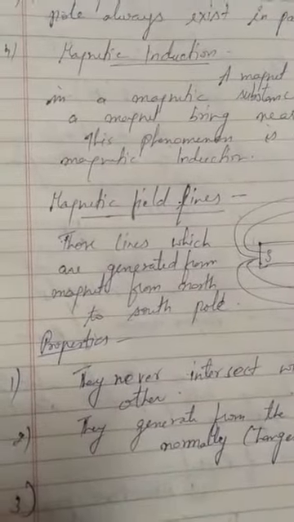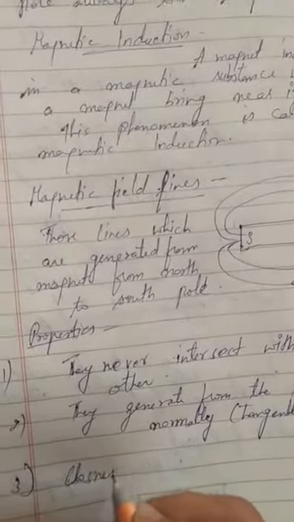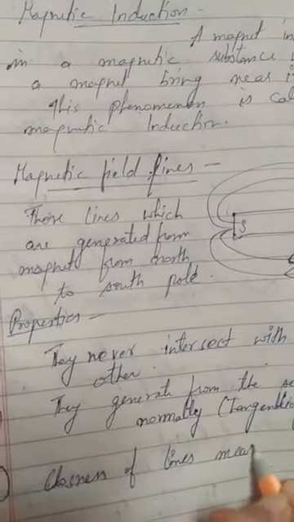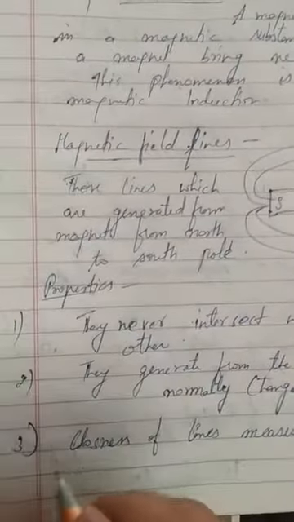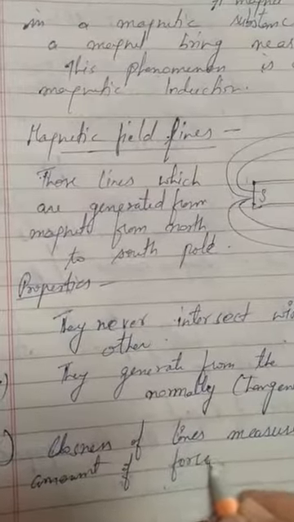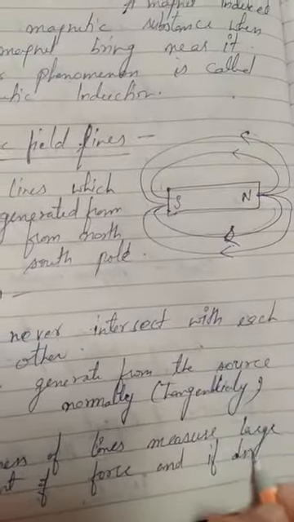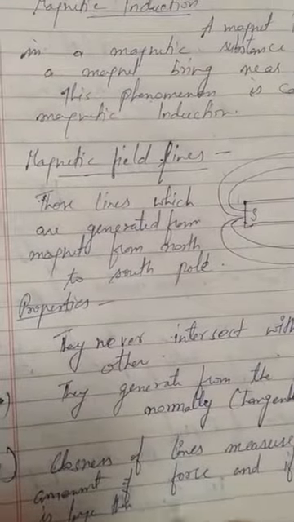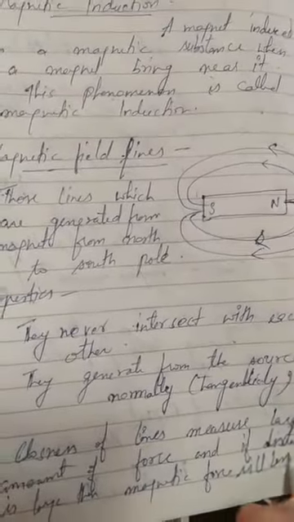They have the tendency that if the lines are close together, the closeness of lines measures a large amount of force, and if the distance is large, then the magnetic force will be less.